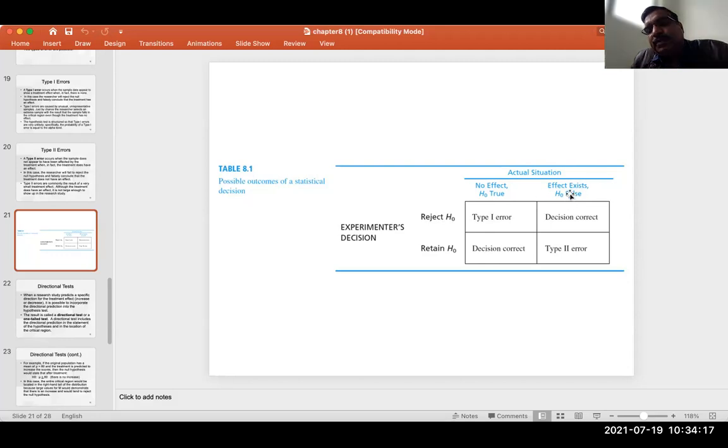If in actual that is false, that means your decision is correct. Fail to reject or retain the null hypothesis. If your decision is fail to reject and the null hypothesis is actually true, then your decision is correct. Otherwise, there should be the type 2 error. I hope you understand the type 1 and type 2 error with respect to hypothesis testing.